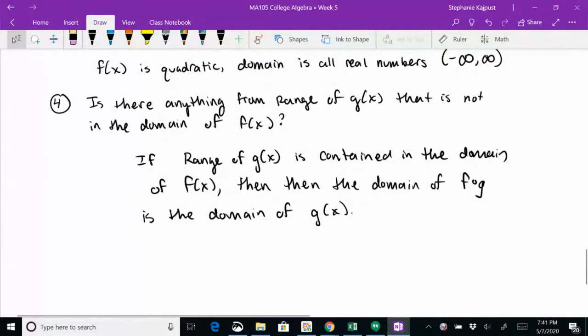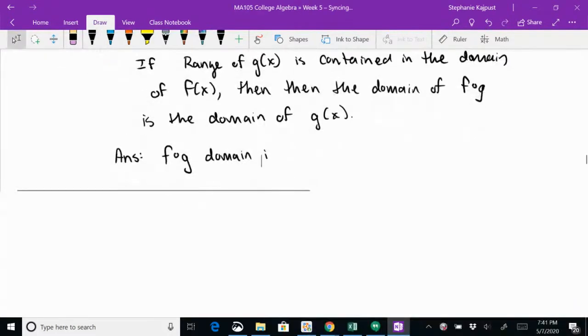And so that gives us an answer of this case. The domain of f of g is, and my pen won't draw, let's try this again, is, there we go, negative 3 to 3.